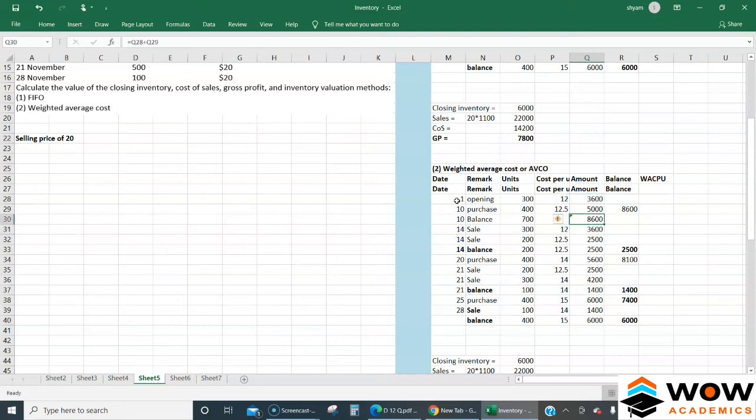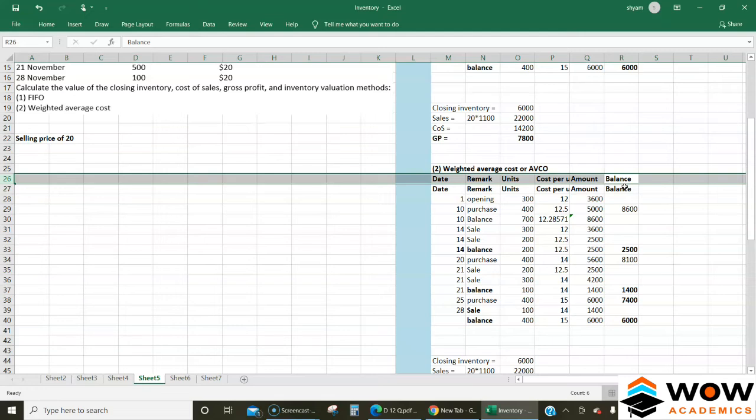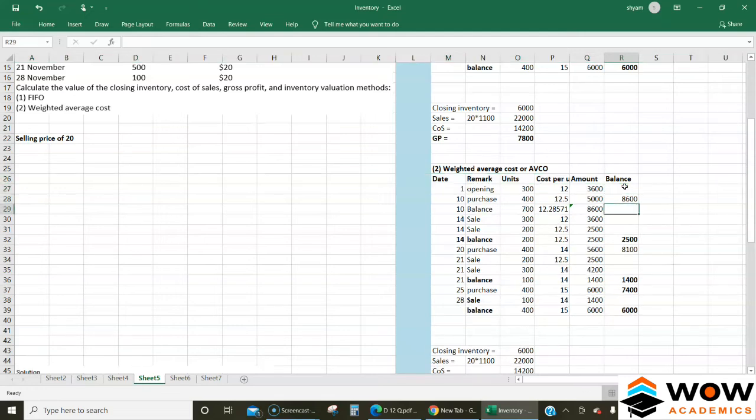Okay, and what is our cost per unit? Our cost per unit is this number divided by the units number. So we got this. So we don't need to have separately the weighted average cost value there. So we got it. So anytime we are going to sell, we don't have to bother much.